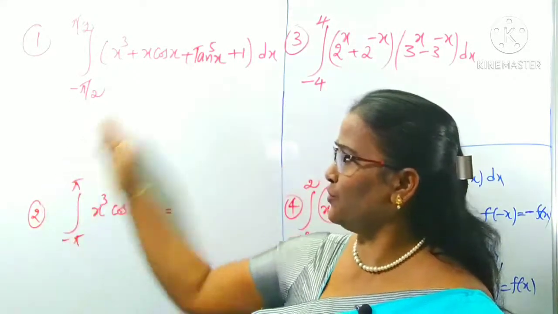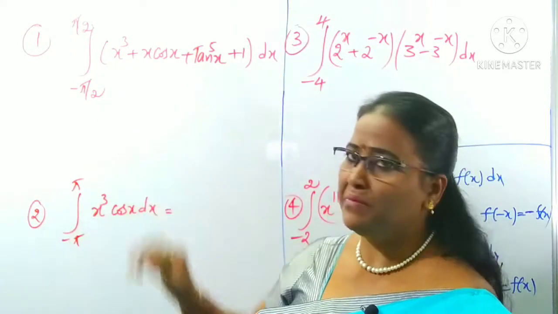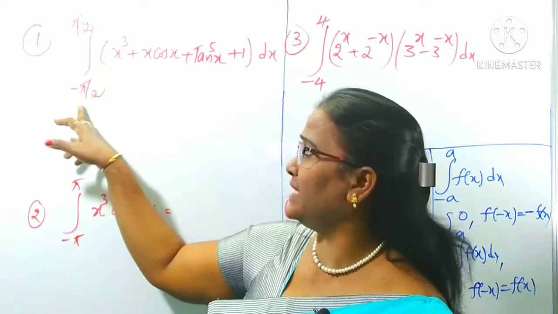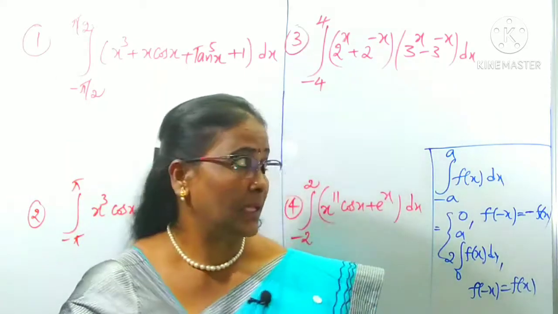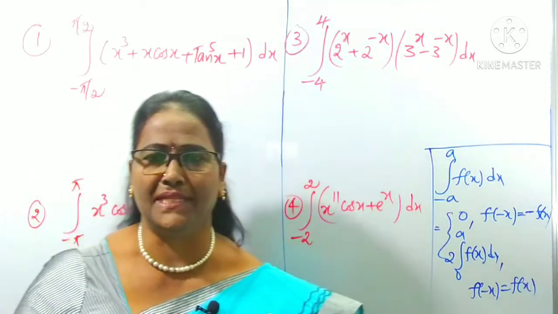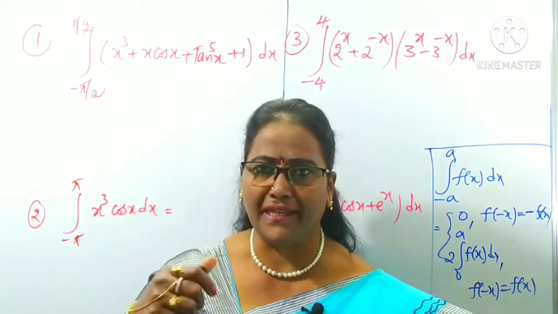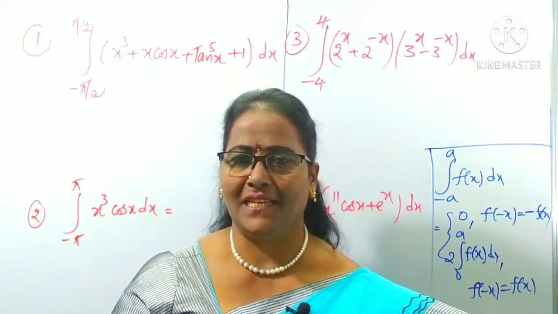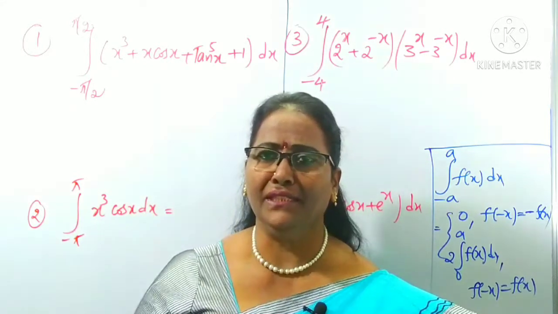Here I have given the 4 questions. We can observe these 4 questions. All those are limits like this. First one, minus pi by 2 to plus pi by 2, same value but here negative sign, here positive sign. Here also minus pi to plus pi. Here minus 4 to plus 4. Here minus 2 to plus 2. We can observe that all limits of these 4 questions are in the form of minus a to plus a limits. In such case, we have to think about one of the properties already given in part 1.